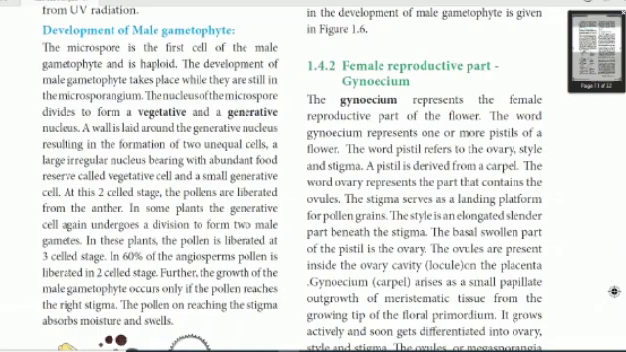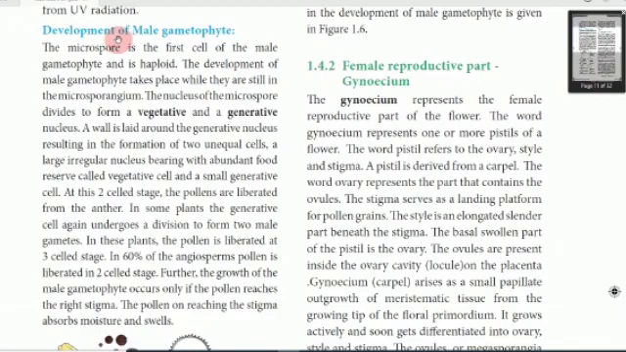I am going to teach you 12th standard biology, first lesson, reproduction in plants, fourth part: male and female gametophytes. In the last class we learned flowers consist of two major parts called essential and non-essential whorls. The non-essential whorls are called calyx and corolla, and the essential whorls are called androecium and gynoecium.